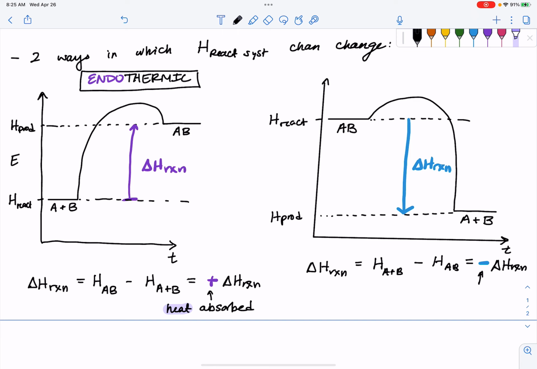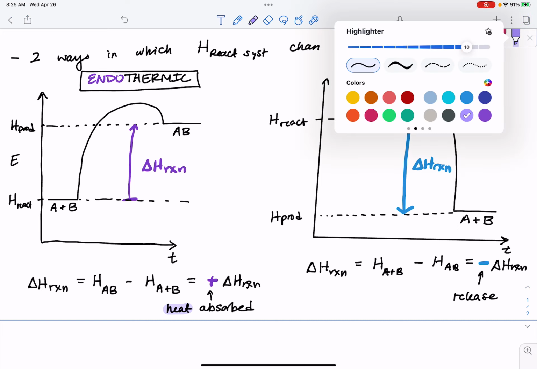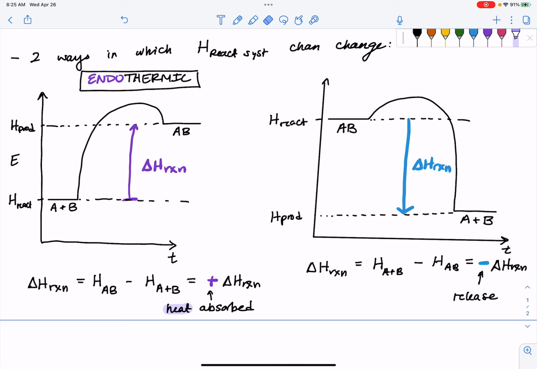Where again, a negative sign means that we're talking about a release. And since we're talking about a heat of reaction, then we're talking about heat being released as a result of this chemical reaction. So since heat is being released from the system into the surroundings, outward away, we call this an exothermic reaction.